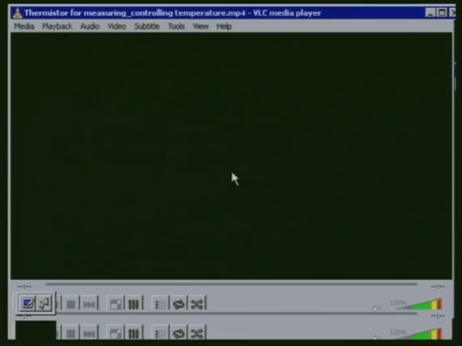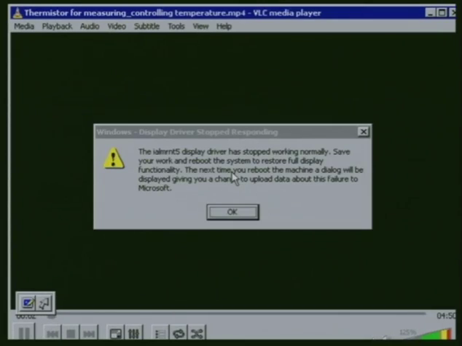Hi folks, I'm going to talk about a little electrical component for measuring actually needed water temperature experiments.